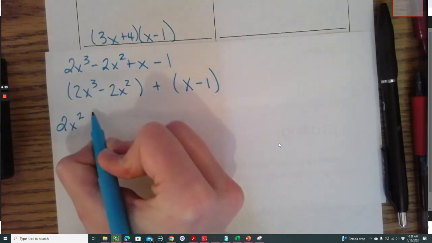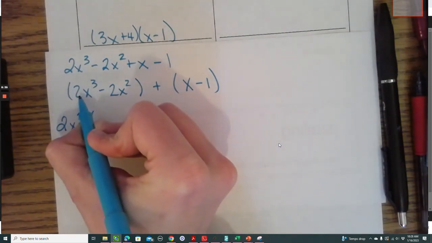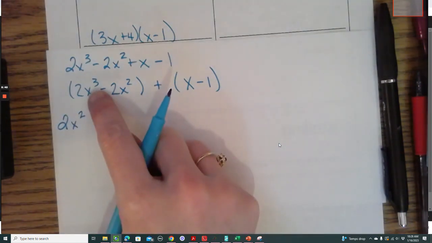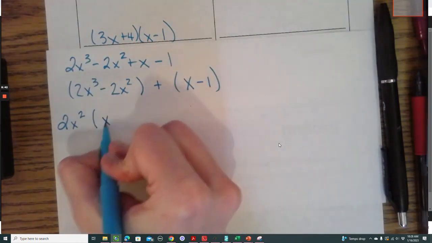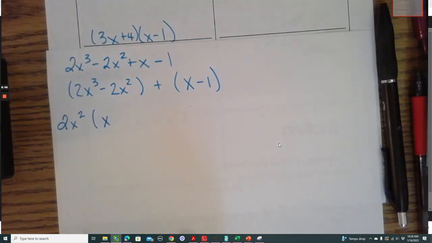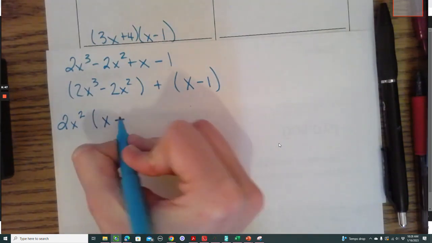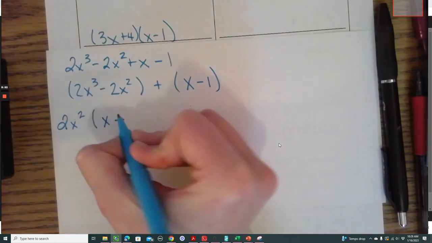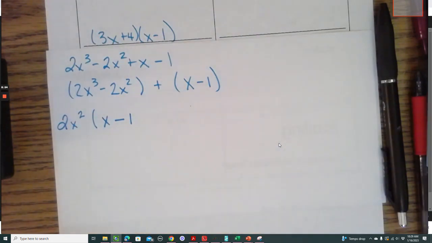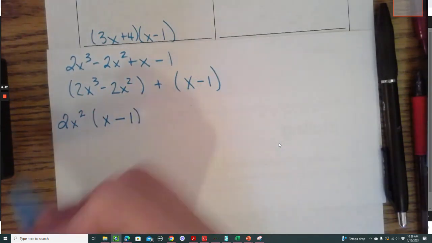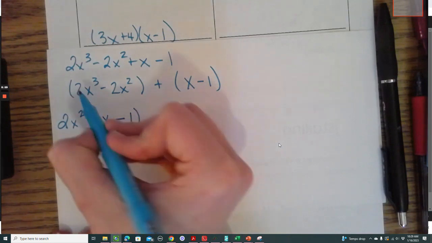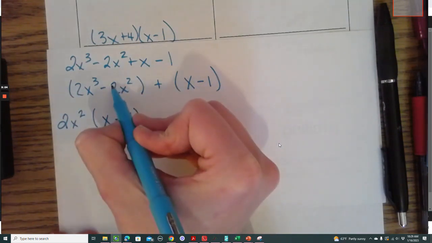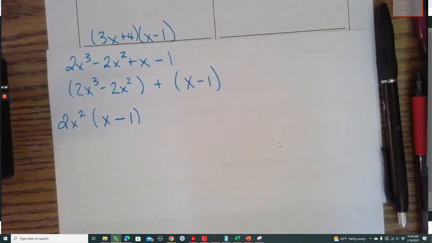Won't the other one go to 2x? So if I take a 2 out of this, that leaves no coefficient. If I take an x squared out of this, that leaves me with an x. Now, 2x squared, if I factor a 2x squared out, I'm left with a 1. Remember, you're working backwards: 2x squared times x gives me 2x cubed. 2x squared times a negative 1 gives me negative 2x squared. You can kind of work backwards.